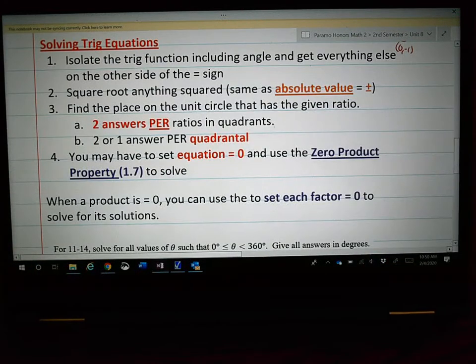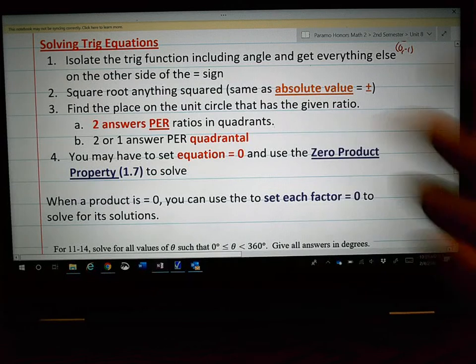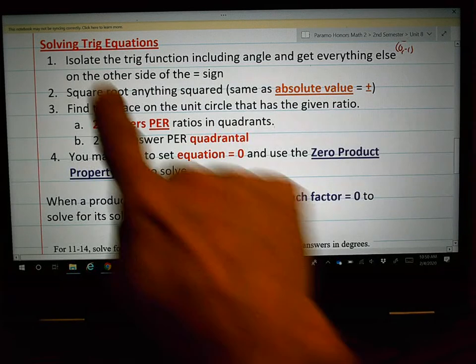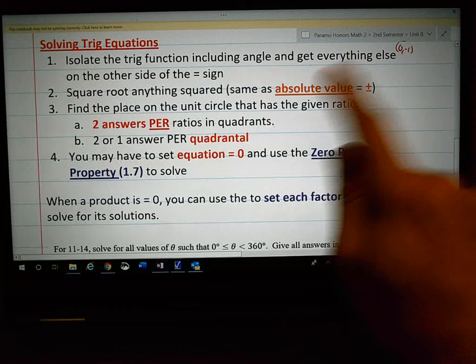What we're going to do is we're going to follow these four steps. If you don't know what to do, go back to these four steps, read them. They are going to guide you as you do every single problem. If I follow these four steps, I can do every single problem in your homework. We're going to isolate the trig function. Get everything else to the other side of the equal sign.